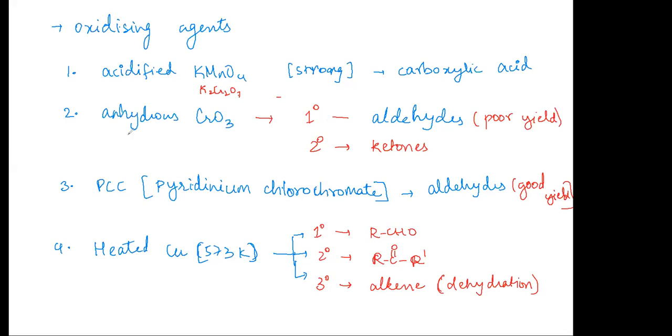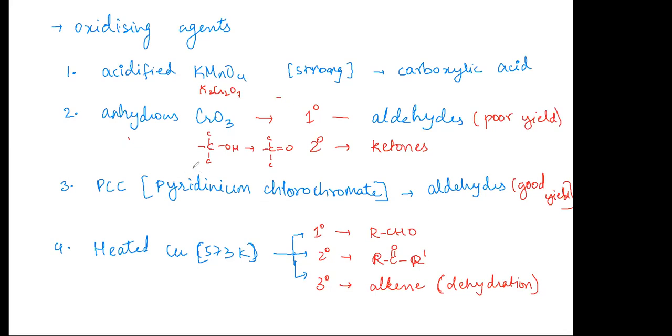In the case of anhydrous CrO3, primary alcohols give aldehydes in a poor yield, and secondary alcohols give ketones. Now the same thing is happening, that wherever you have a C-OH bond, this is getting converted to C double bond O. Okay, so if you have primary, you have CH2OH, which is why you get CHO over here. And if you take secondary, there are two carbon atoms attached to this, which is why you're getting a ketone.